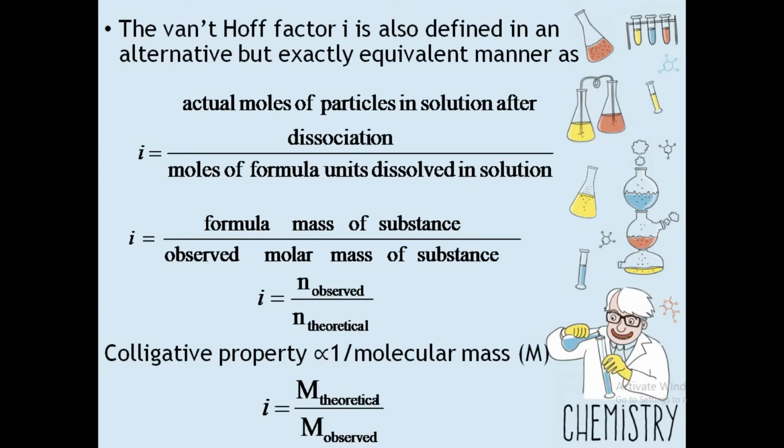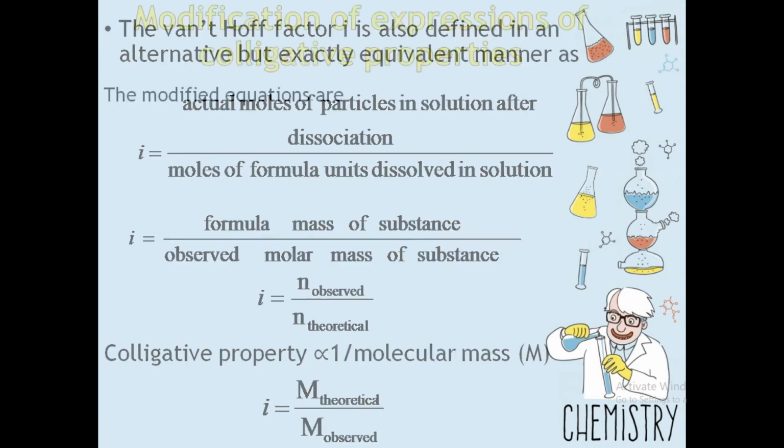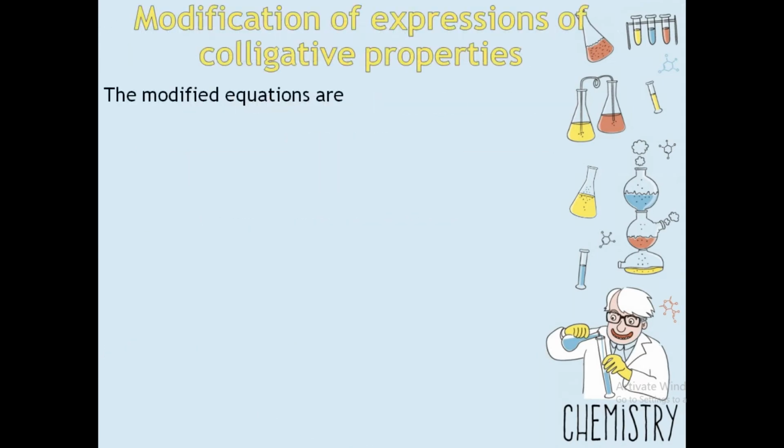Hence i is equal to 1 for non-electrolyte, and the value of i for electrolyte can be 2, 3 and so on. Therefore, colligative properties of electrolytes are twice, thrice respectively. These are valid only for infinitely dilute solution, where the dissociation of electrolyte is complete. So, the expressions for the colligative properties which we have already studied for non-electrolytes are to be modified so as to make them applicable for electrolyte solution.